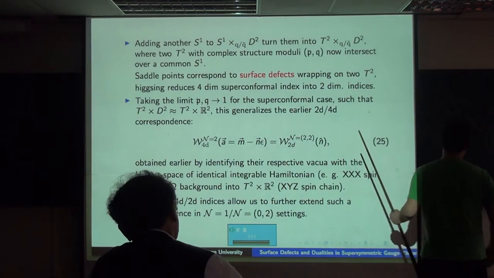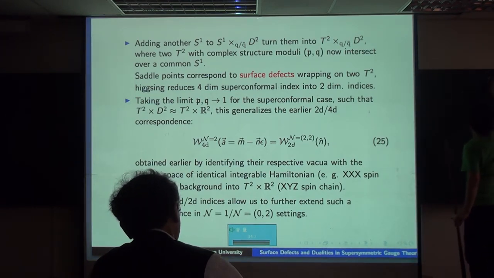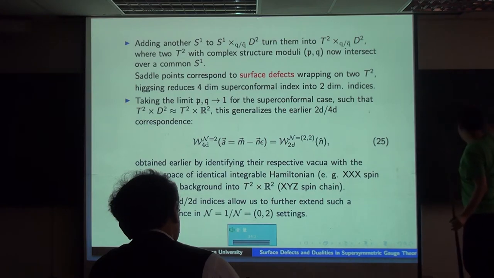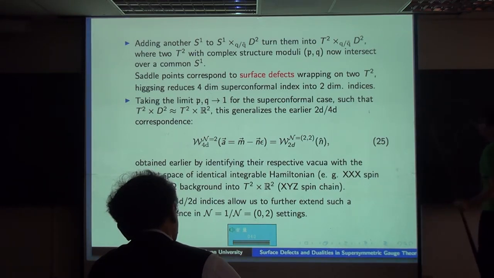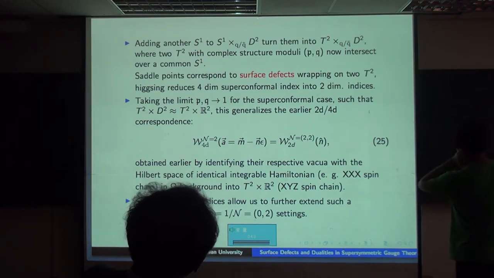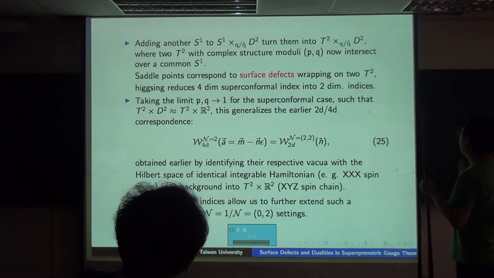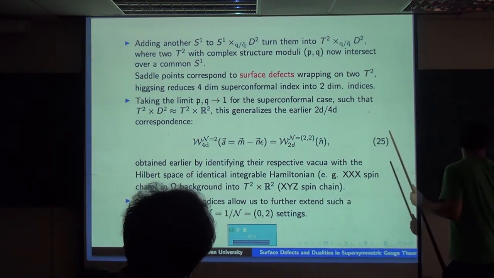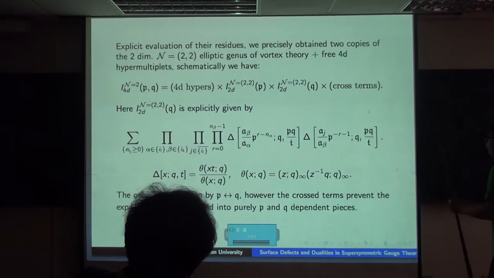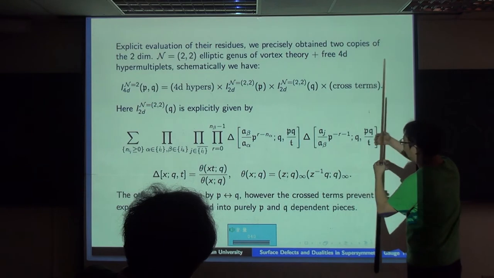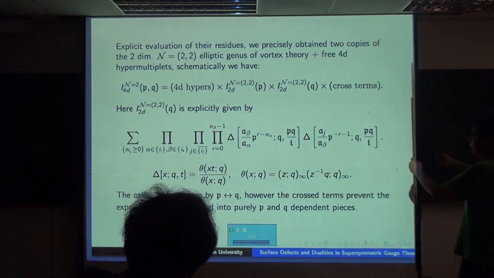Now if you add another S1 into this, our original S1, to get back to our original geometry, this S1 combined with this one becomes a torus, and so does this one. But they intersect along this common S1. So if you're trying to do a localization in this geometry, the natural fixed point will have a two-dimensional defect wrapping this torus and wrapping this torus, but they intersect along a common circle. So now it becomes very clear why in the previous slides we have this structure. And this cross term simply arises from those two tori, basically two sets of vortices, if you want. They cross each other. Then you have a link configuration.